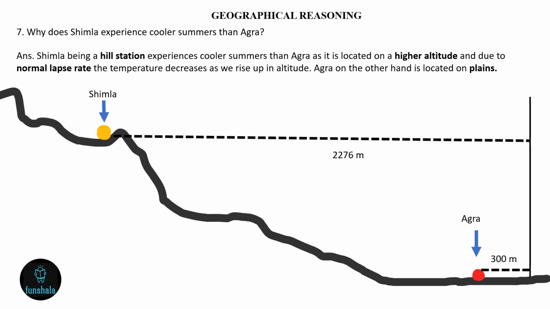Now, there is a little note to this question that apart from Shimla and Agra, there might be usage of some other stations as well. So you should have a good knowledge base regarding the places which are located on hill stations and the places which are located on the plains. Question number 8 is, why the western disturbances are economically important?